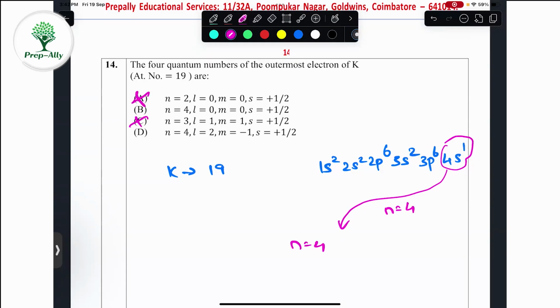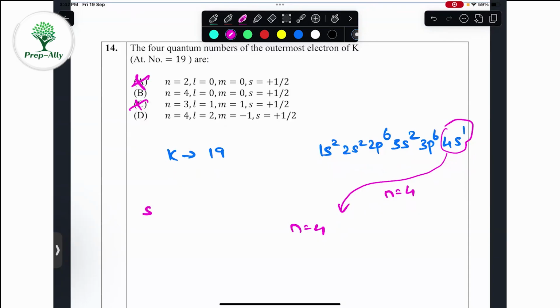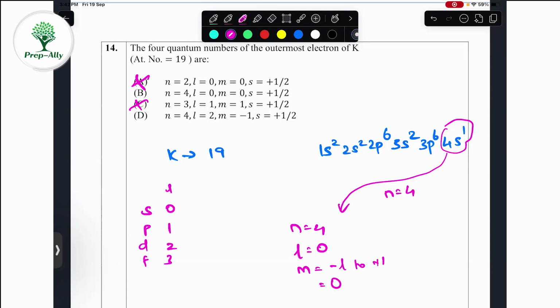So you can eliminate A and D. Then it is an s orbital. What is the L value for SPDF? S orbital doesn't have any node, so 0. L value corresponds to node. And p orbital has one node, then 2, 3. So S is 0, then L value is 0. If L value is 0, M is also going to be 0. It is minus L to plus L. There is no minus, there is no plus, so only 0. So the answer is going to be B. Spin doesn't matter, plus or minus 1 by 2.